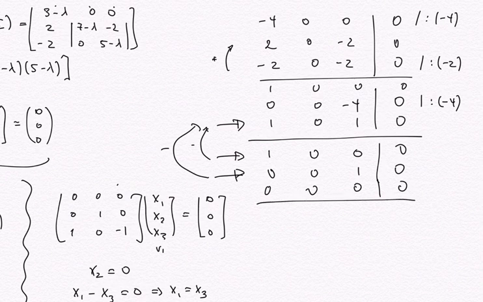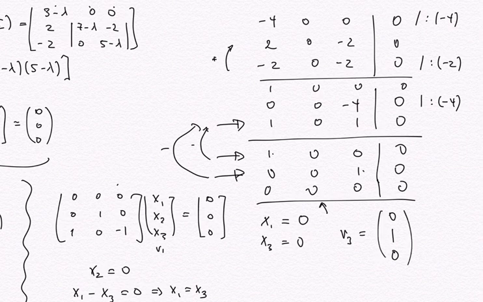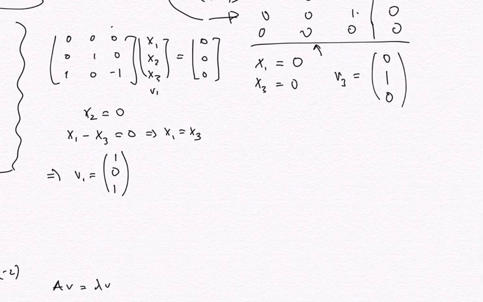What is standing here? This one says that x1 is equal to 0, and this one says that x3 is equal to 0, and x2 can be whatever it likes. And so I have my vector v3, first entry 0, third entry 0, and the second one can be anything. So let's write a 1 for convenience, and we have the third eigenvector that corresponds to the eigenvalue 7.